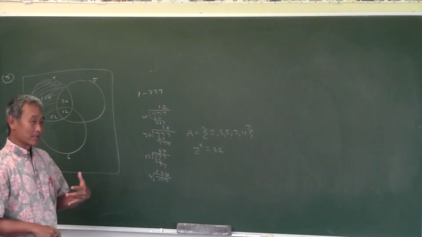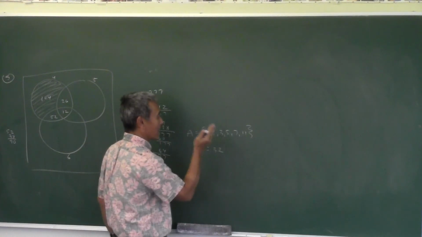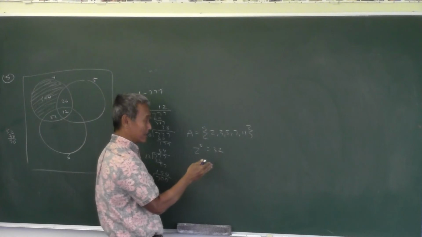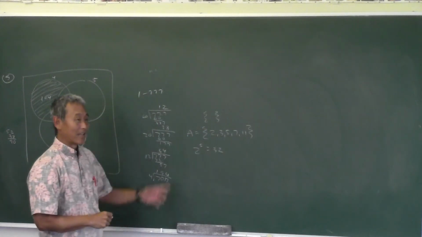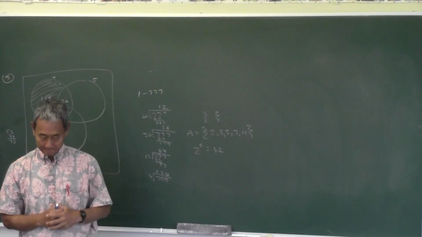Now remember, what is a subset? A subset, just remember this: the empty set is a subset of every set. That means the empty set, a set with nothing in it, is also a subset of that. So that counts as one of the 32.